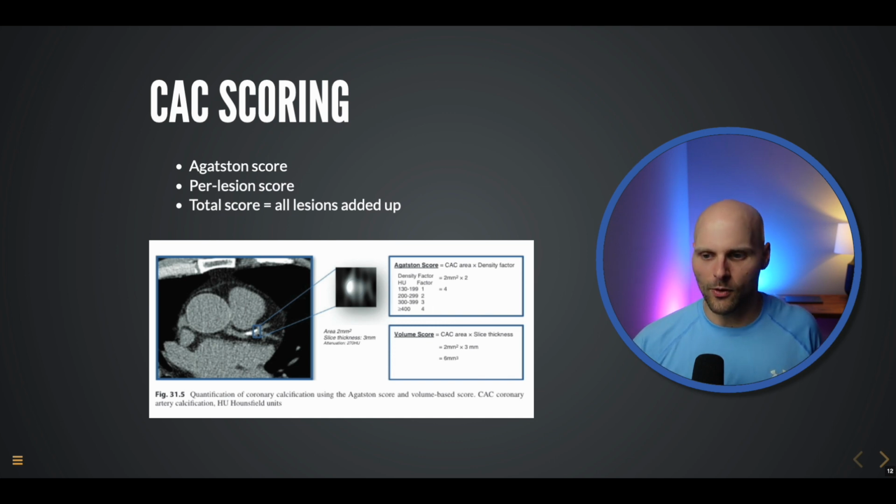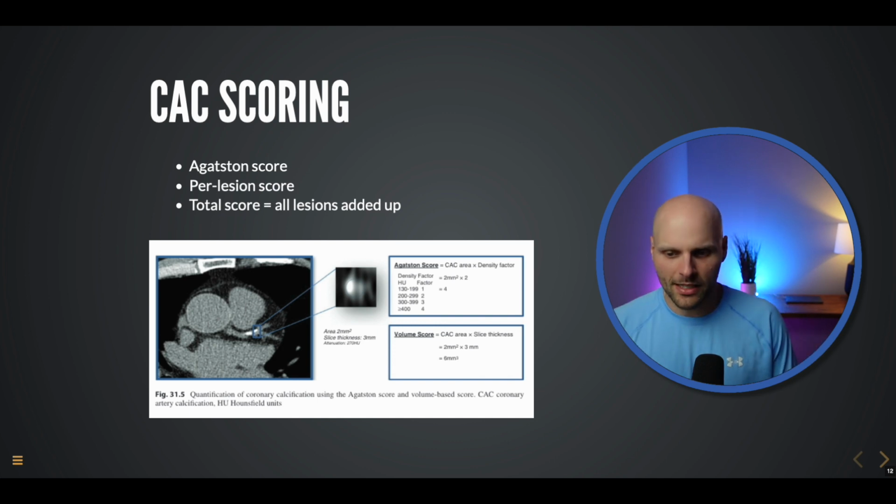And that is essentially what it's all going to be. When you do each lesion, if you look at the example here, there's one lesion, right? You look at that one lesion, you're going to do that whole thing, the density factor times the area, and that's one lesion. And then if you have multiple lesions, you add those all up to get a total score. There are a couple of things that can overestimate things, like motion, so you have to be considerate about that.